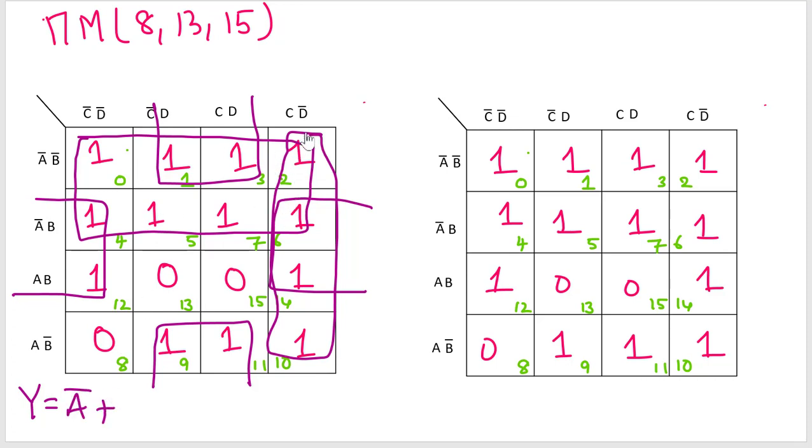Now if you take this quad, you are going to have C D bar. If you take this quad, these 2 ones and these 2 ones, you are going to have A bar B bar, A bar B, A B bar. That means B bar times D. If you take this 2 and this 2 as a quad, you are going to have B times C bar D bar, C D bar. That means D bar. So this is the expression for this K-map.